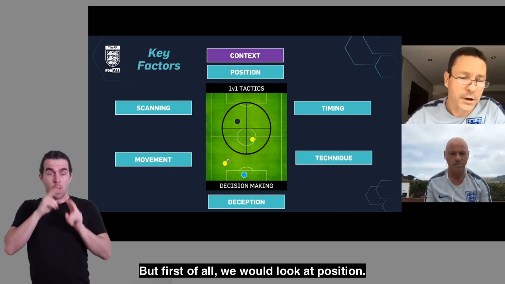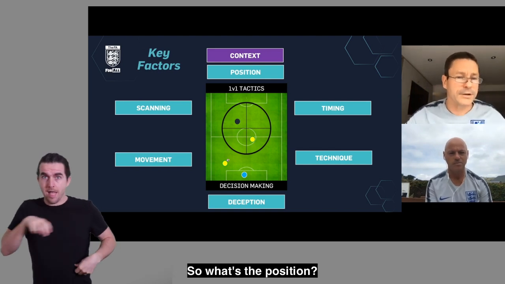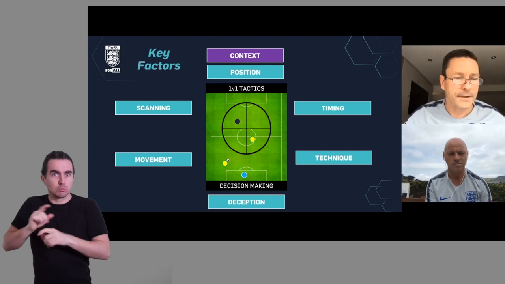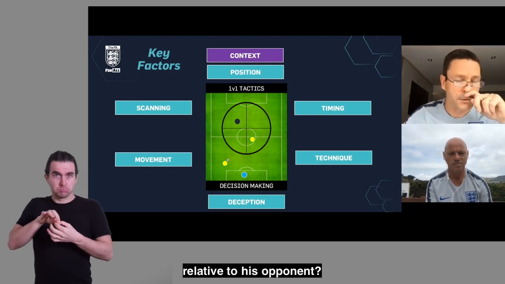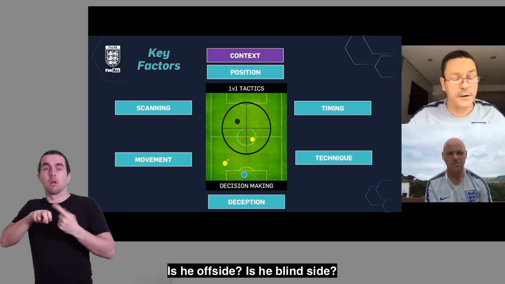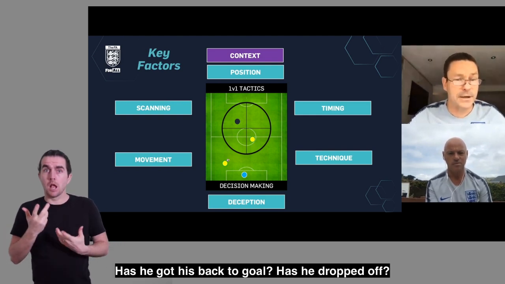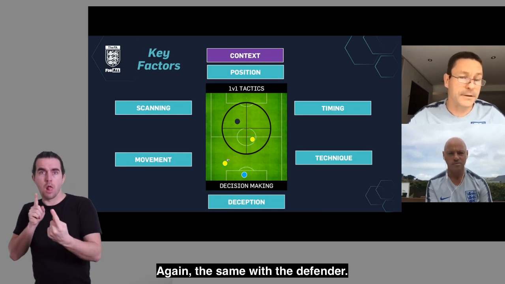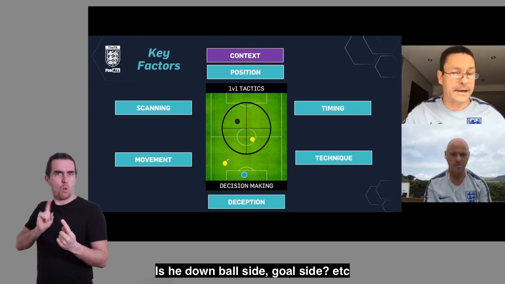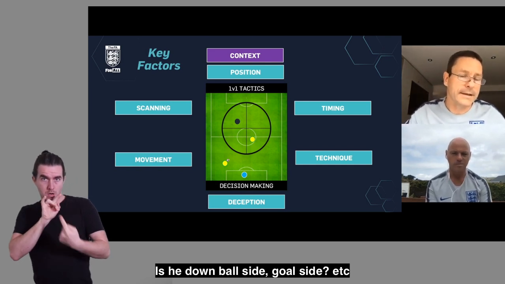But first of all, we would look at position. So what's the position of the player relative to his opponent? And if it was a forward, is he offside? Is he blindside? Has he got his back to goal? Has he dropped off? Again, the same with the defender. Is he tight? Has he dropped off? Is he down ball side, goal side, etc.?